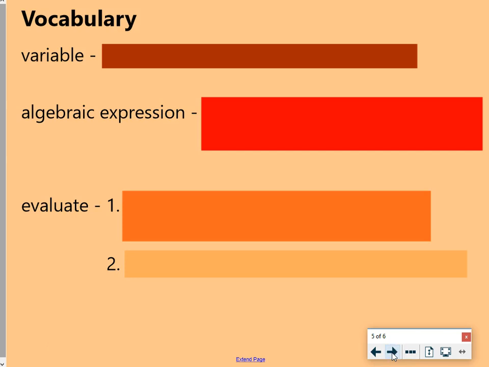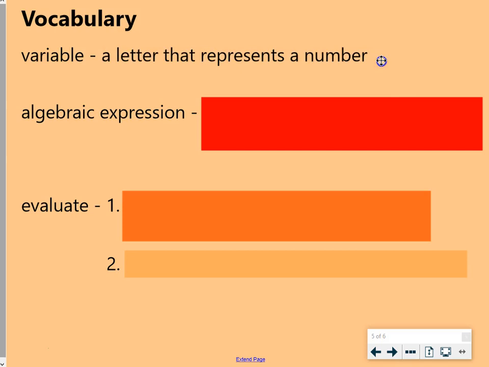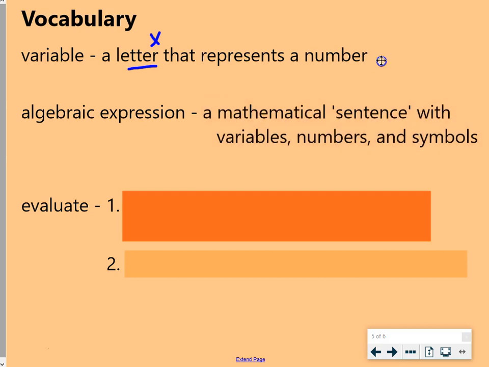Next piece is evaluating expressions. So we've got to talk vocabulary terms. Variable: a letter that represents a number. Usually that letter is X, but we can use any letter. Algebraic expression: a mathematical sentence with variables, numbers, and symbols. So variables would be like X, numbers would be like 2, and symbols would be your operation symbols. So divide, or your square root symbol, or add. Those are what they mean by symbols.